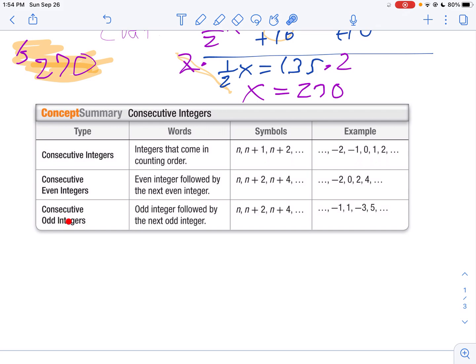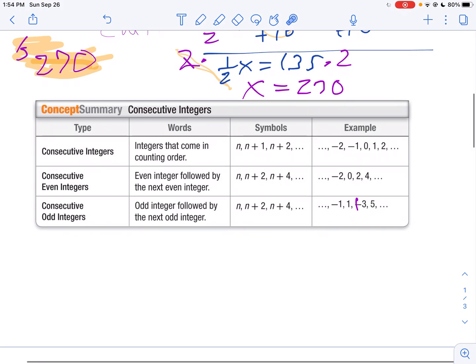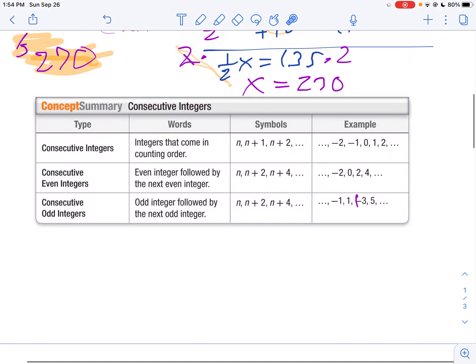Here's one that is kind of confusing. Consecutive odd integers, like -1, 1, 3, 5, 7. I don't know whether it's a negative sign on this chart. That's supposed to be a positive 3. So notice they're 2 apart also. So we use the same thing. The only difference is between even and odd. With consecutive even integers, your first number is going to be even, and here the first number is going to be an odd number.